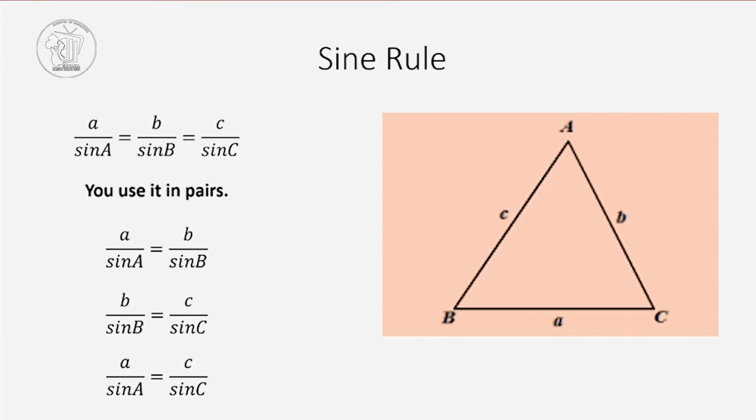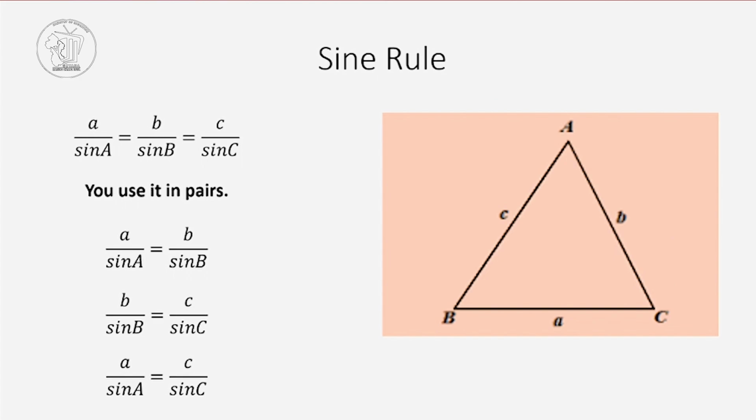So first of all, what exactly is the sine rule? The sine rule says a over sine A is equal to b over sine B is equal to c over sine C. And of course, we will use them in pairs. We don't use all three at once. We just use them in pairs. So we can have a over sine A is equal to b over sine B, or we can have b over sine B is equal to c over sine C, or we can have a over sine A is equal to c over sine C.